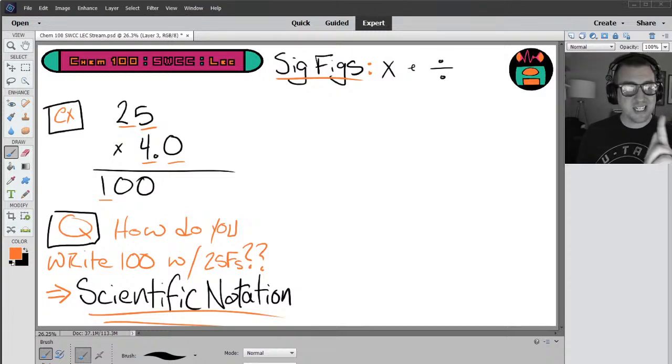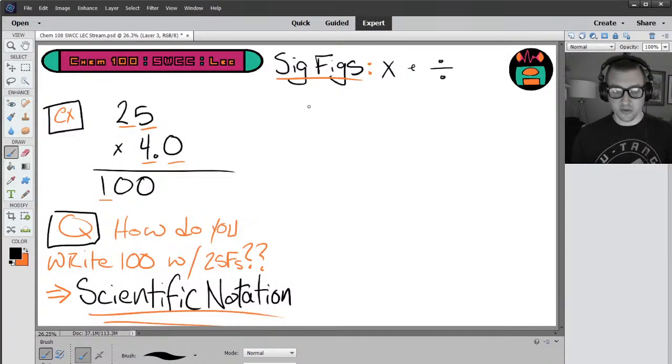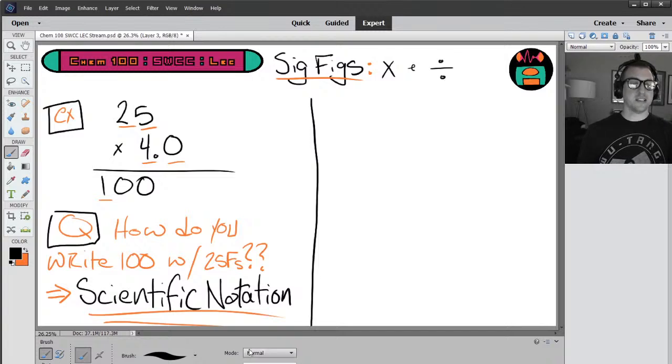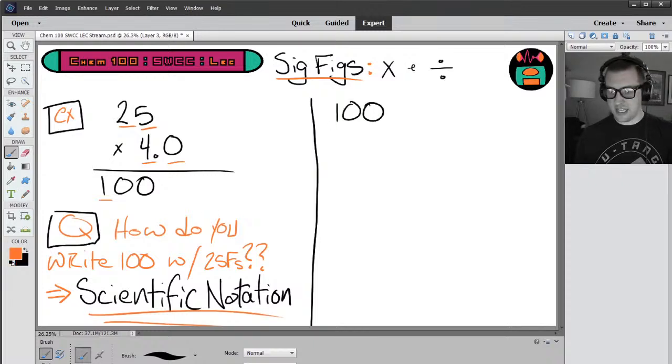So scientific notation, and we'll do a couple examples with scientific notation just so we all get the swing of things. In scientific notation, you take your number and you take the decimal for that number and you place the decimal behind the first non-zero digit. So we need to roll this decimal 2 spaces over. So the number 100 in scientific notation is 1 with that decimal right behind it.